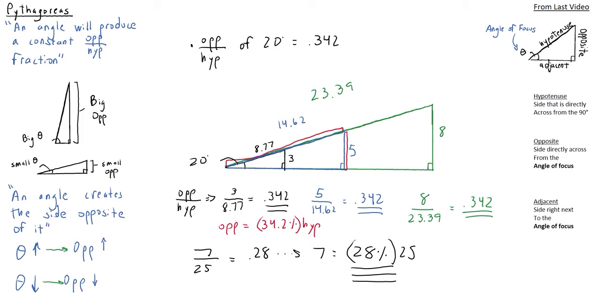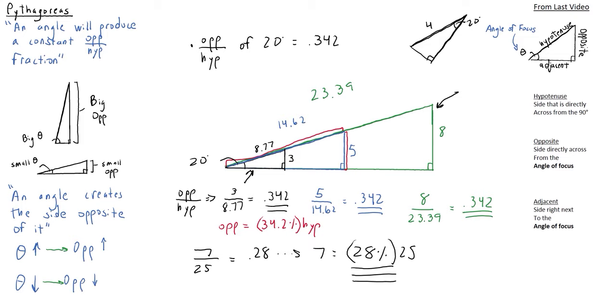So what Pythagoras had discovered here was that the opposite divided by the hypotenuse for a 20-degree angle will always equal 0.342. And that's true no matter what. It doesn't matter how big the triangle is. Check our big green triangle here. It doesn't matter how small the right triangle is. Check our black right triangle here. It doesn't even matter if our right triangle is tilted and flipped over. The opposite divided by the hypotenuse of it will equal 0.342.